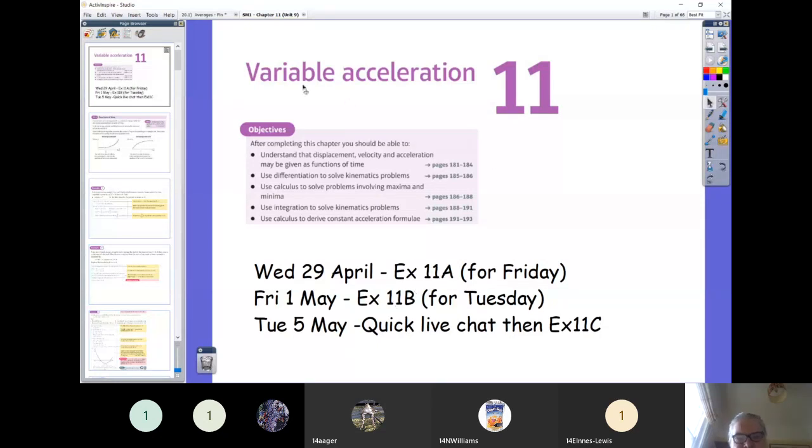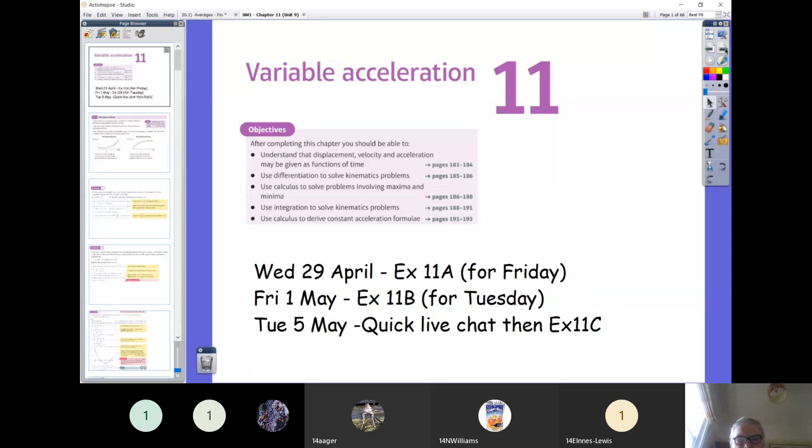So this chapter is all about variable acceleration. So this is not SUVAT. Obviously, SUVAT is when we've got constant acceleration. So variable acceleration is going to be when we have to differentiate or integrate to move between displacement, velocity, and acceleration.